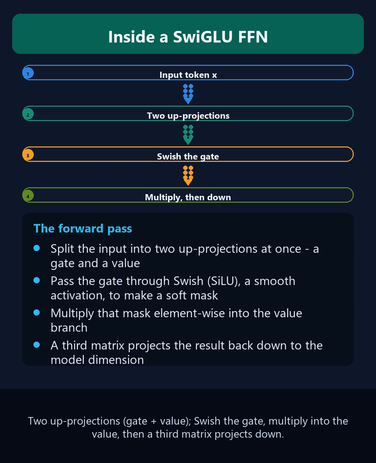Here's how a SwiGLU feed-forward block actually computes. The input token goes through two separate projections at once. One becomes the gate, one becomes the value. The gate is passed through Swish, a smooth activation, producing a soft mask. That mask is multiplied element-wise into the value branch. Finally, a third matrix projects the result back down to the model dimension. 3 matrices instead of the usual 2.